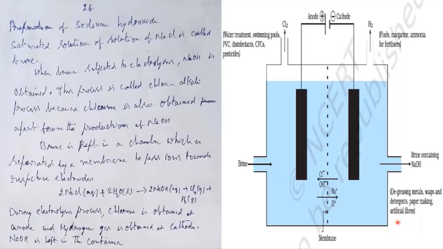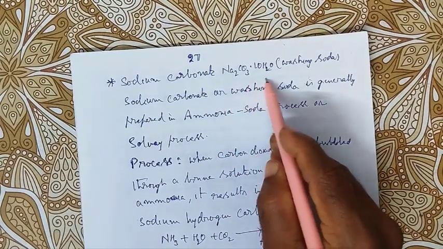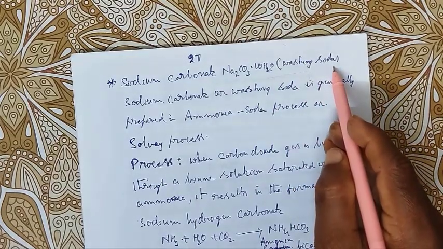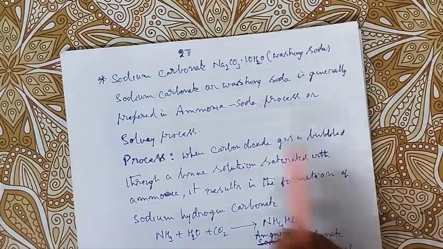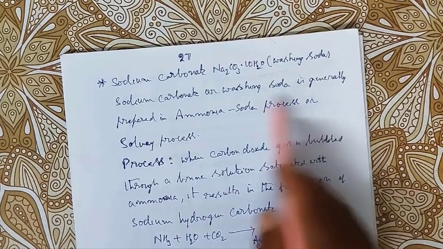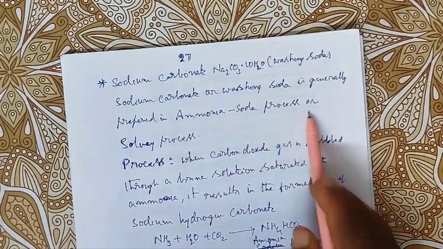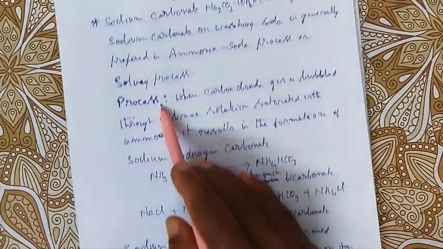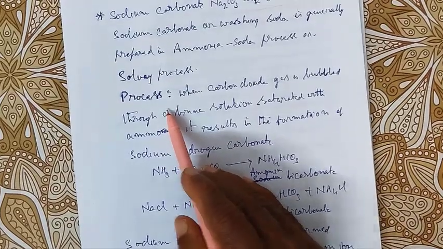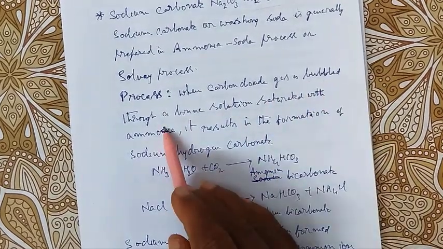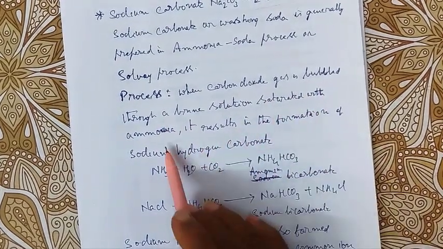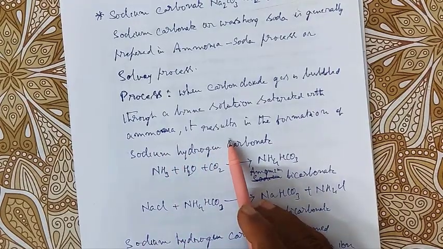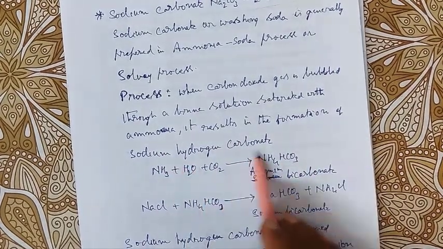Sodium carbonate, Na2CO3, is commonly known as washing soda. Sodium carbonate or washing soda is generally prepared in the ammonia soda process or Solvay process. The process involves carbon dioxide gas being bubbled through a brine solution saturated with ammonia, which results in the formation of sodium hydrogen carbonate.